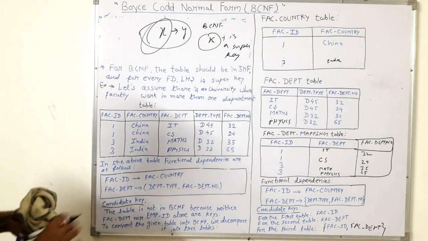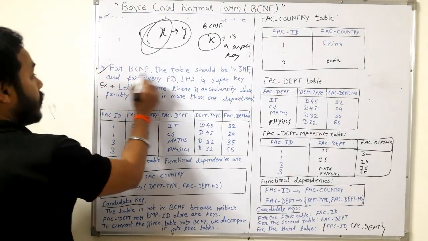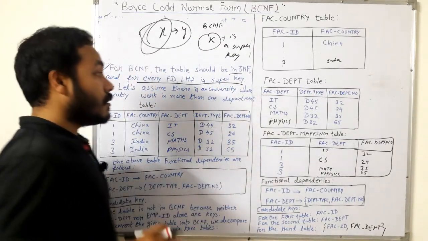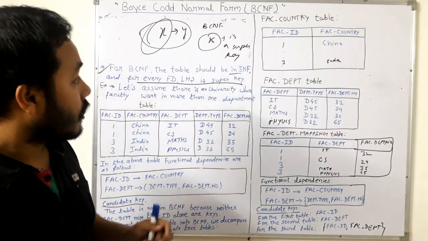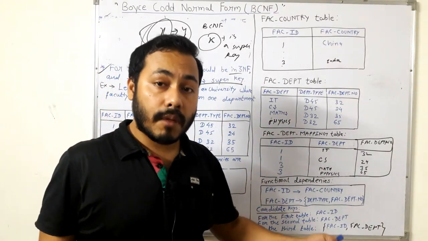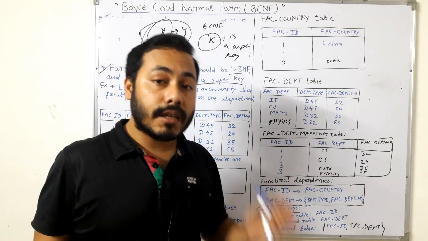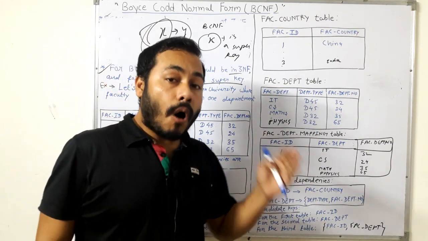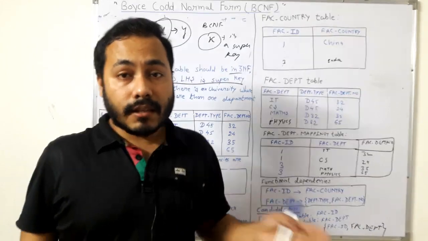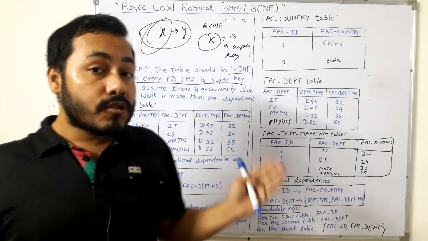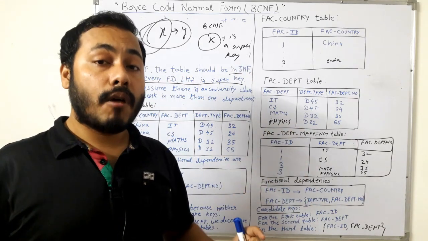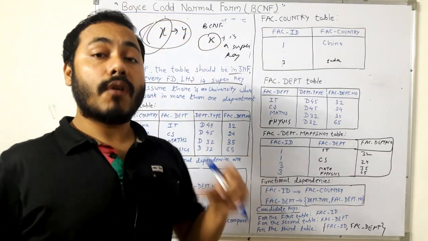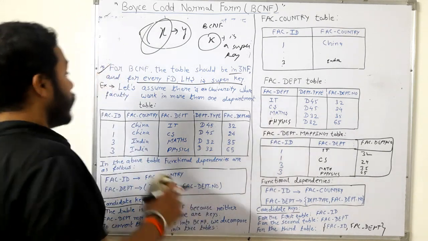Now for BCNF, the table should be in 3NF, and in every functional dependency the left hand side should be a super key. You have already seen that if I am talking about the third normal form, the table should already be in 2NF. Similarly, for 2NF, the table should already be in first normal form. So here also the table should already be in third normal form, and along with that, if this condition is satisfied, then I can say that the table is now in BCNF.